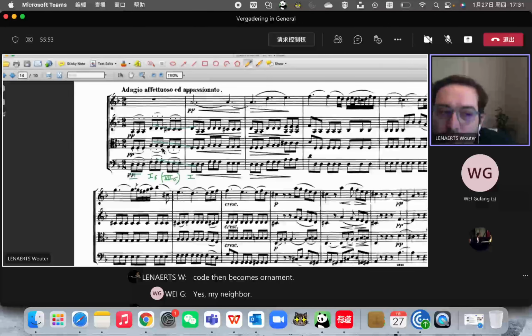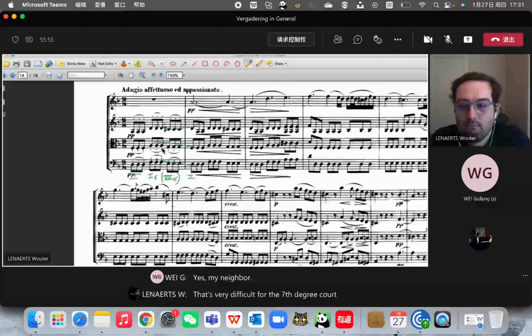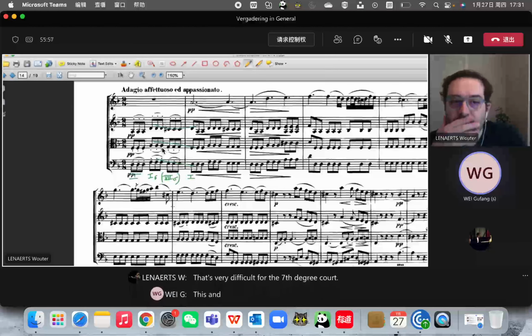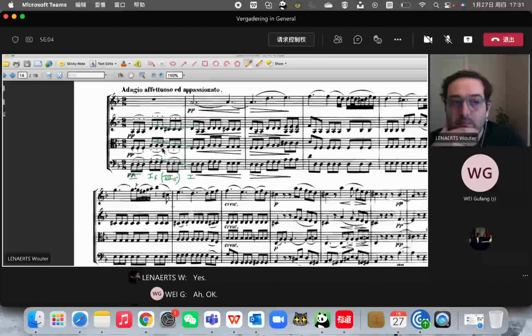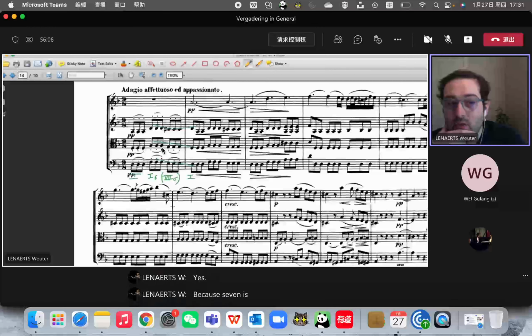That's very typical for the 7th degree chord. Yes. And the 7 6 to become a dominant function. Yes. Because 7 has the leading tone, and the leading tone is always dominant.